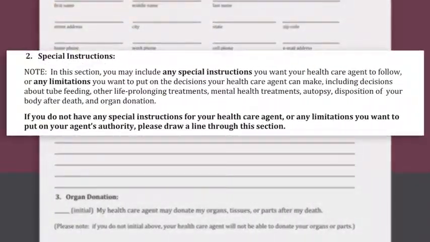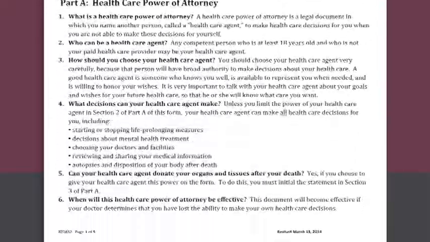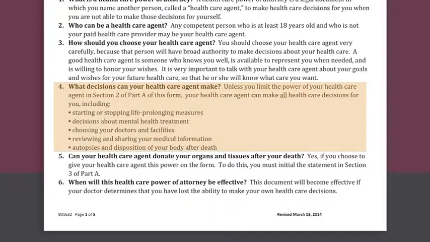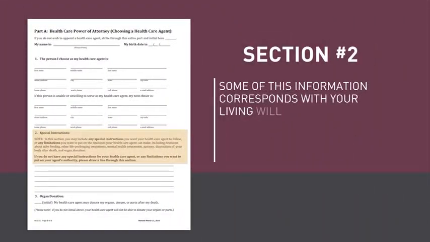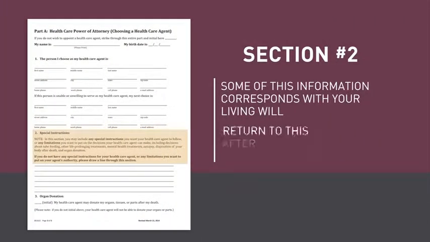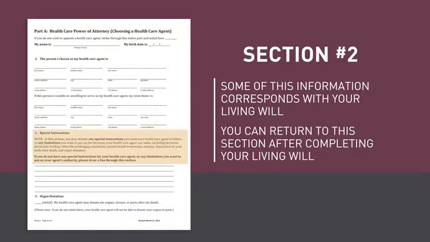In Section 2, you have the opportunity to include any special instructions that you want your agent to follow. You can also include any limitations that you want to put on your healthcare agent. You may want to review the responsibilities of your healthcare agent as described on page 1 of this document set. You can include any information about your values or beliefs that are important to you. You will get a chance to include some of this information in your living will. You can leave this section blank for now and return to it after you have completed the living will.